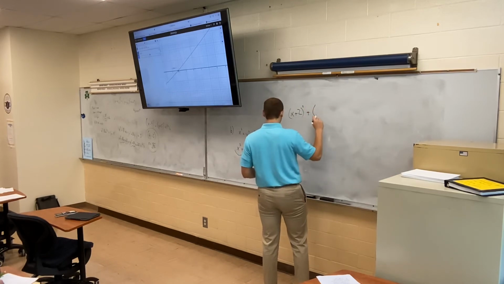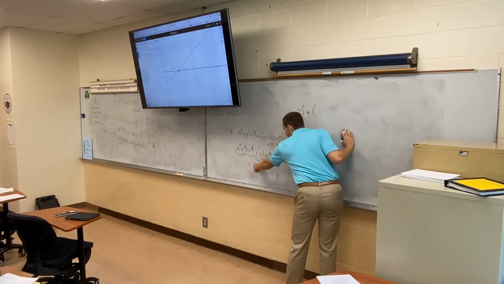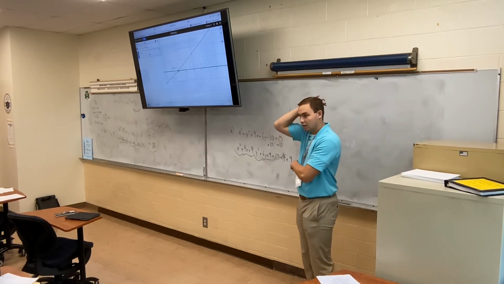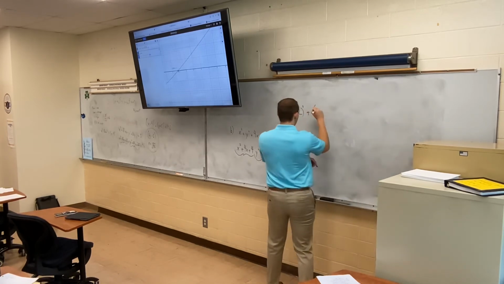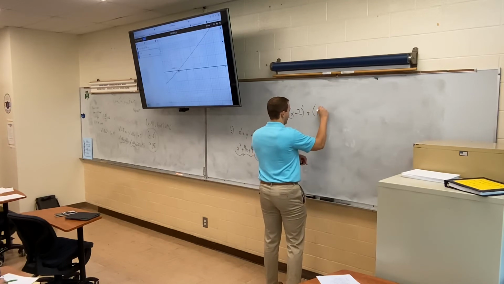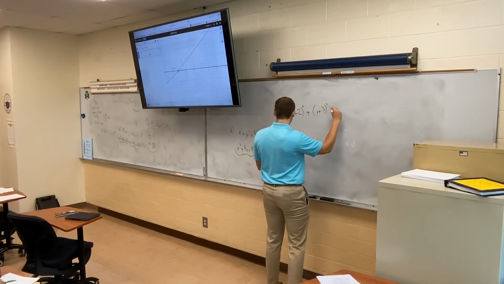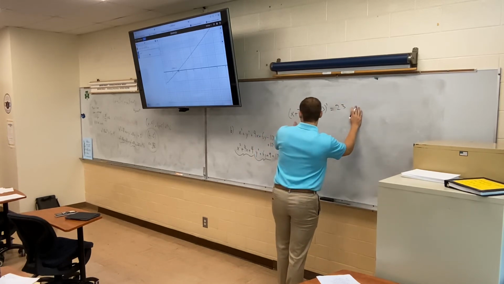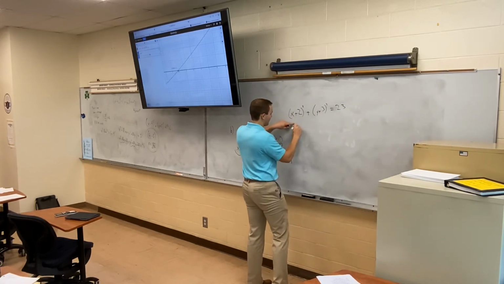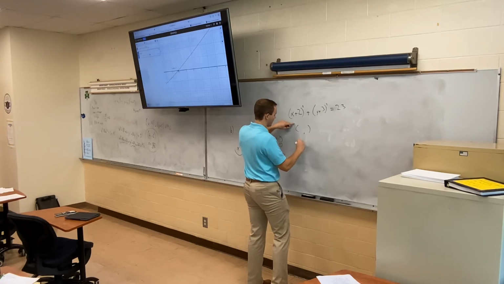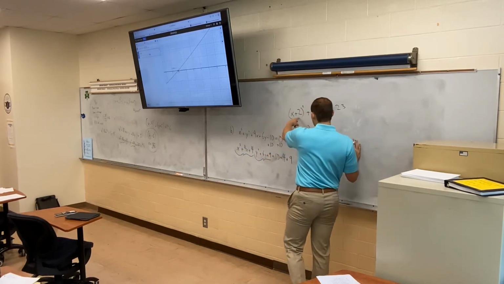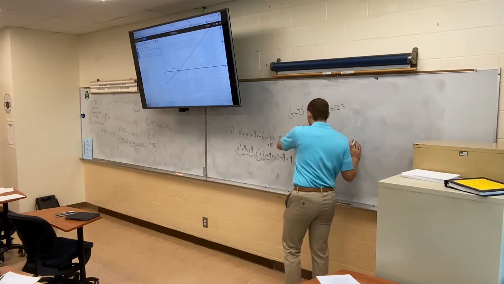Add on to that, what can you write y squared plus 6y plus 9 as? Yeah, y plus 3 quantity squared, right? And that all equals 23, right? So what's my center, what's my radius? So it's going to be negative 2, negative 3.